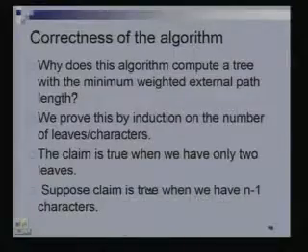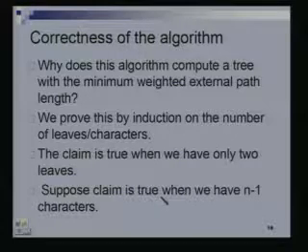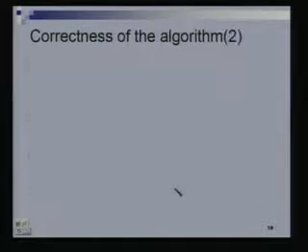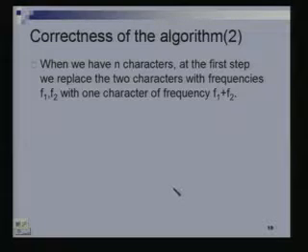Okay? So, it is true for when you have only 2 leaves. So, we are going to assume that the claim is true when you have n minus 1 characters or leaves, and we are going to show that it is going to be true when you have n characters or leaves. So, when we have n characters, what are we doing at the very first step? We are taking the 2 characters with the smallest frequencies and combining them into one, so to say.